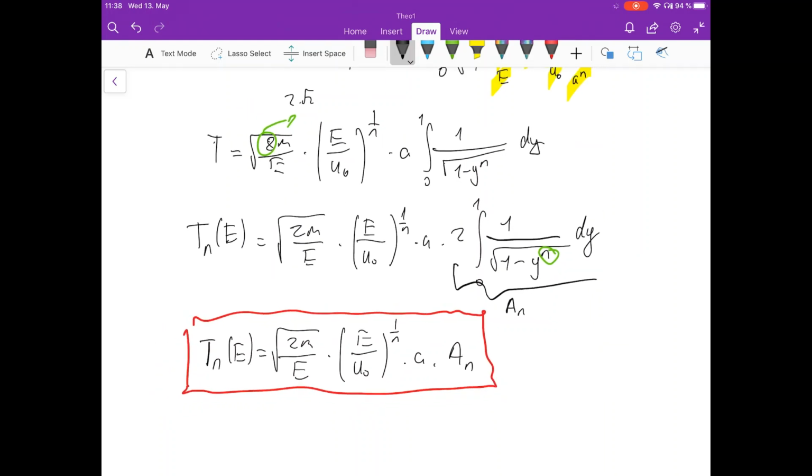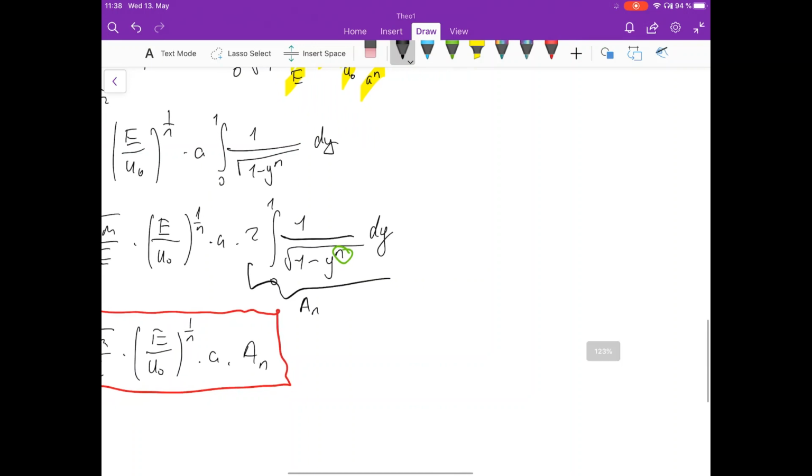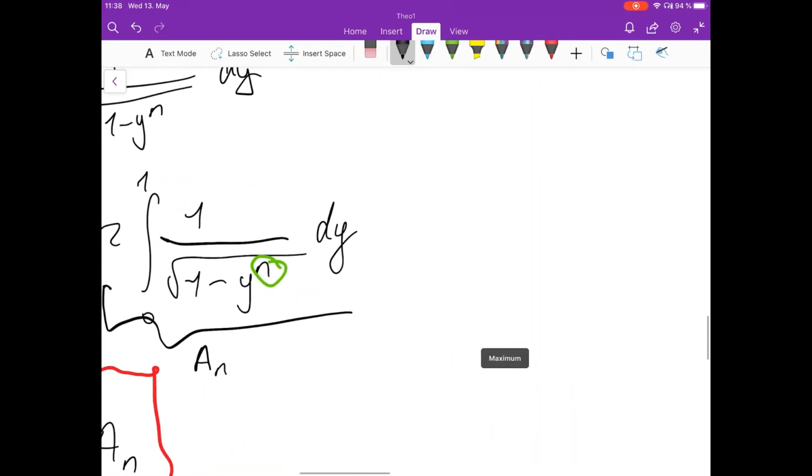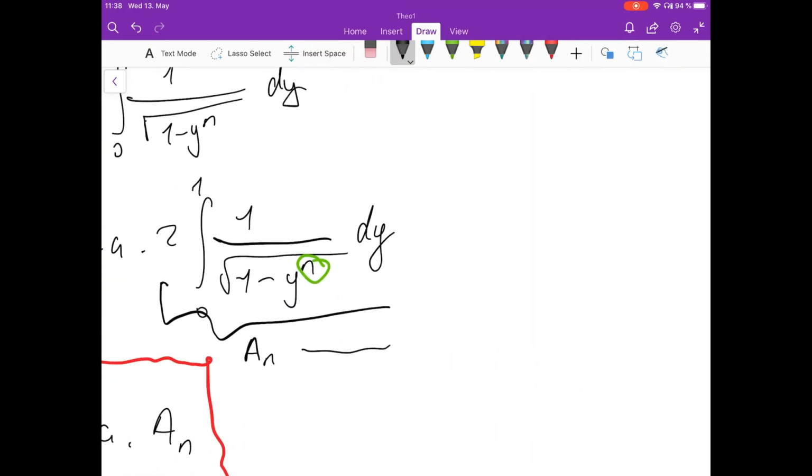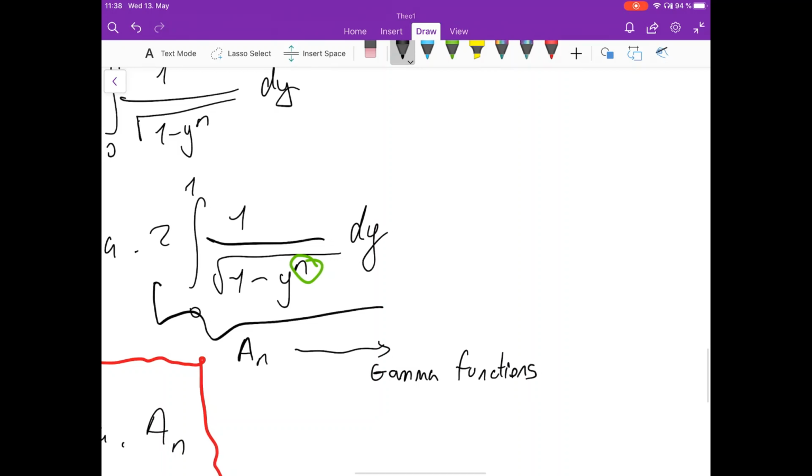So I asked myself, and maybe you're also asking yourself, how do we do this integration? This part, the right part, the a_n. Basically, this integration has something to do with gamma functions.